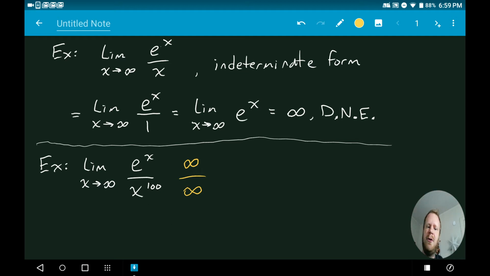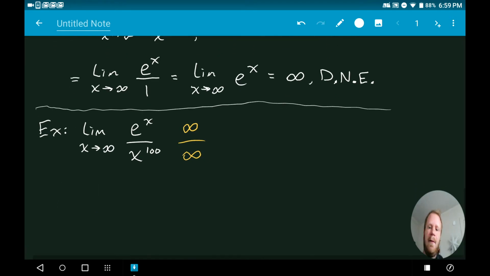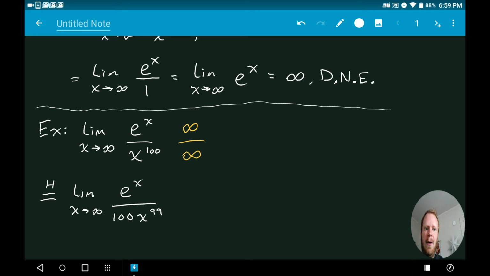So I'd like you to picture what would happen if we applied L'Hopital's rule once. The first time we apply L'Hopital's rule, that would look like the limit as x approaches infinity. We can say by L'Hopital's rule. Sometimes you'll see this notation to say it's equal to this piece by L'Hopital's rule with the uppercase H here. So this would be e to the x over 100 times x to the 99th power. And we still end up with an indeterminate form.